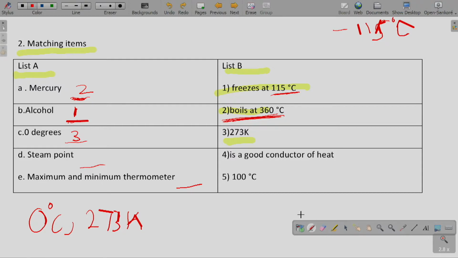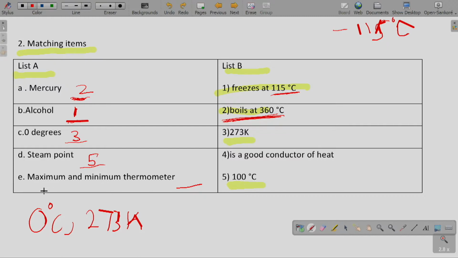And D, I have steam point. We know that steam point is the point where something boils, which is 100 centigrade. So I highlight to show that I have already chosen this option. I cannot choose it again, and then I write 5 for steam point: the temperature at which a liquid boils.